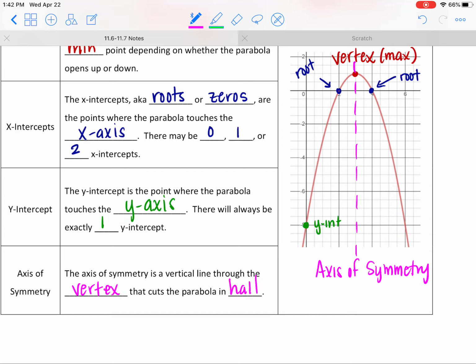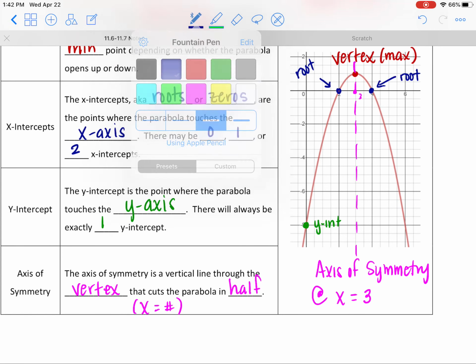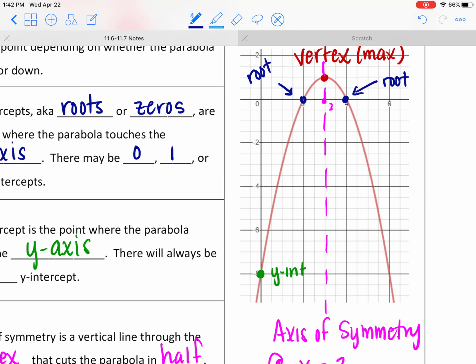So it's a vertical line that goes through the vertex, that cuts the parabola in half. And your axis of symmetry is always going to be stated using an equation. So if I said, where is the axis of symmetry? That is a vertical line. Vertical lines are x equals equations. And this vertical line happens to be going through an x value of 3. So we would say our axis of symmetry is at this vertical line, x equals 3. And let's put that in here. This is always an x equals equation.